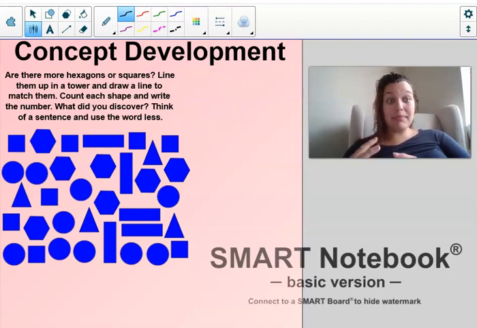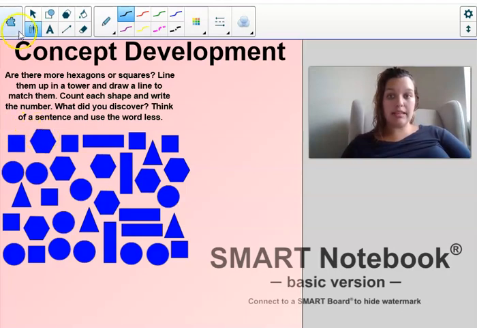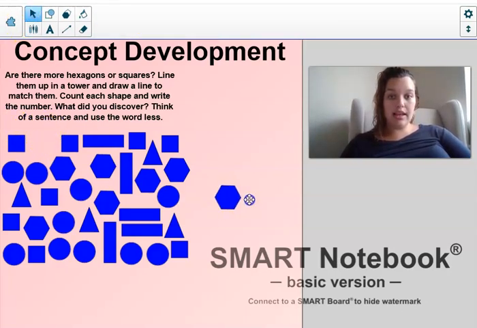Now we're going to do the same thing we did, but with hexagons and squares this time. So we're going to sort the hexagons into one tower and the squares into another tower.